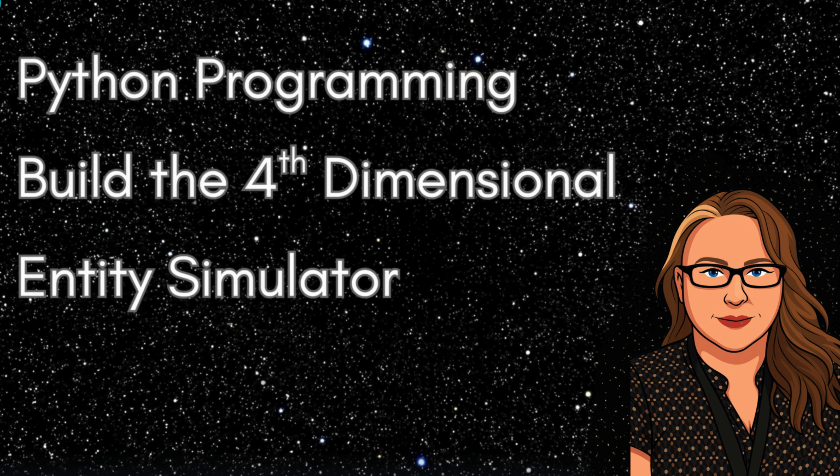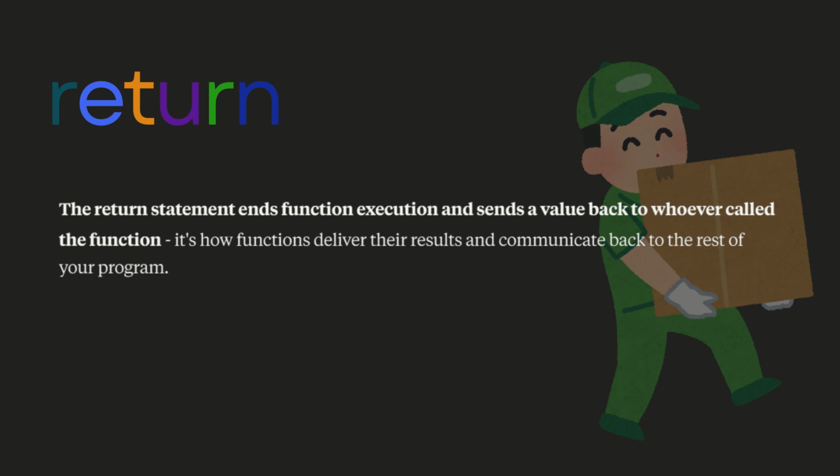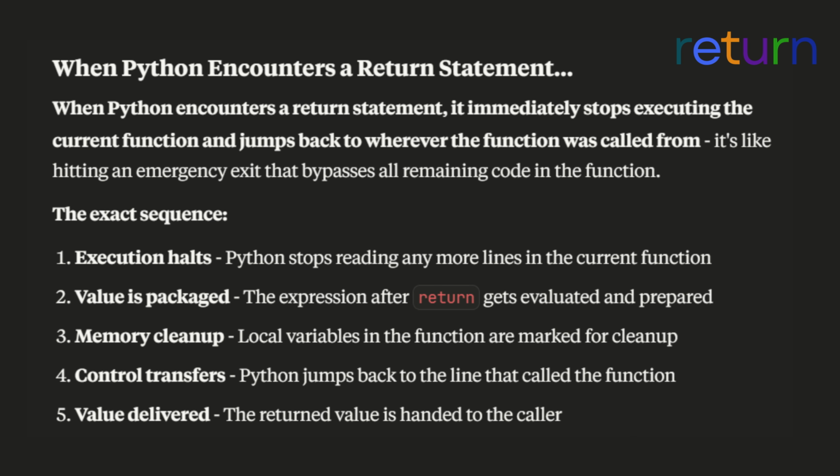Now we reach the final line of our generate entity function, return entity_id. The return statement is Python's mechanism for sending data back from functions to the code that called them. It's like a function's way of delivering its results after completing all its work. When Python encounters this return statement, it stops function execution immediately.